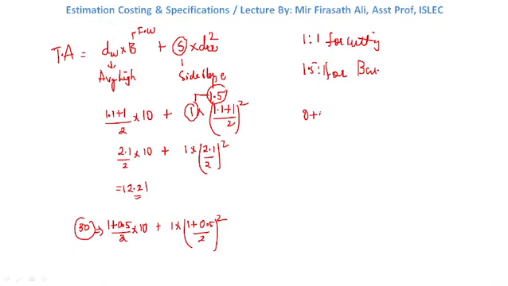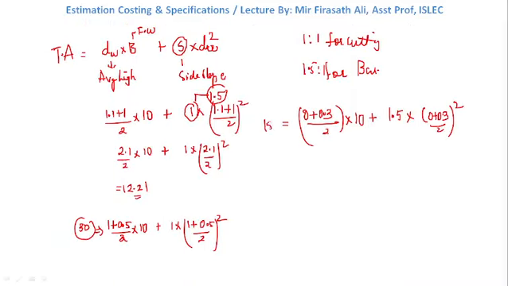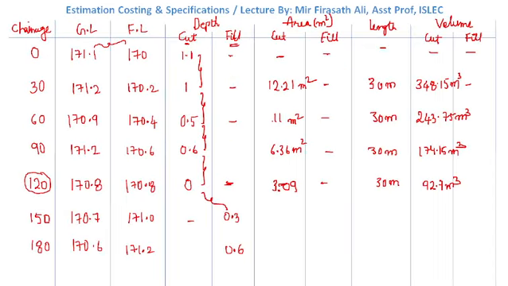Okay, (0 plus 0.3) by 2 into (formation width is 10 plus side slope is 1.5 into (0 plus 0.3) divided by 2) whole square. This will be the area at, what is the chain edge? Area at 150. This is nothing but area at 150 chain edge. If we solve this, the value will be, the area at chain edge, that is nothing but area for filling, 3.15 meter square. How much is it? 3.15 meter square.